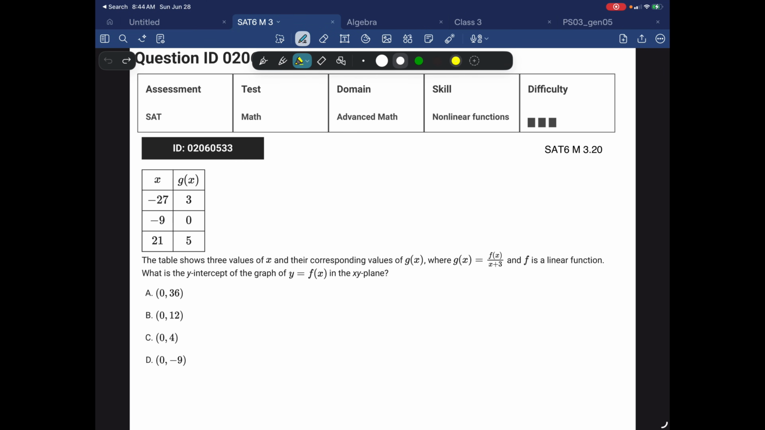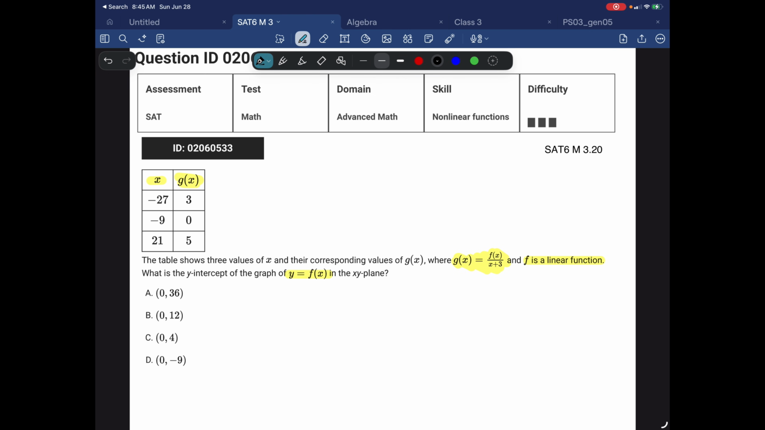Question 20, we're given a table of g of x and y values, and we also get a function for g of x, which is f of x over x plus 3. And we also know f is a linear function. We want to know the y-intercept of the graph of f of x.